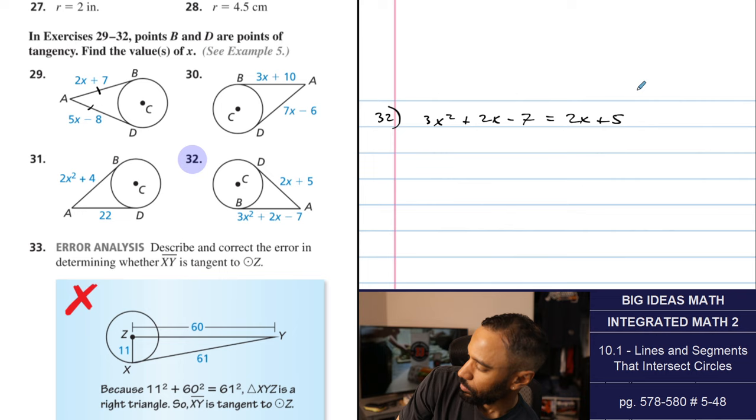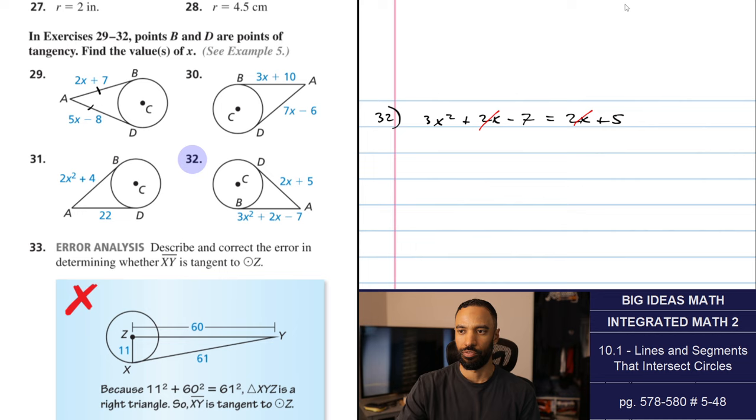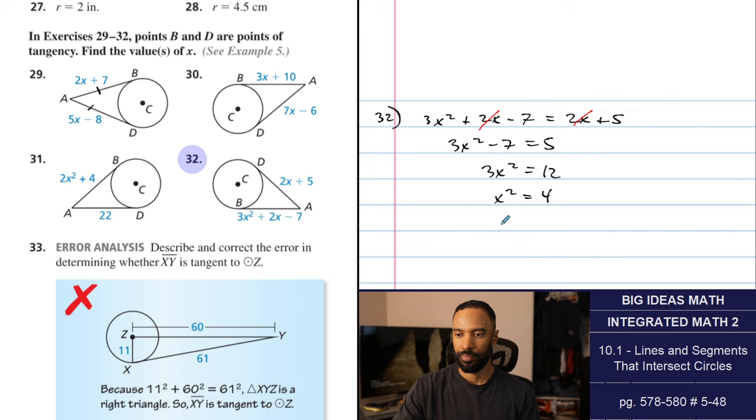All right, the two x's are going to cancel, so we're not getting deep into quadratic territory here as far as what we might have to do. So 3x squared minus 7 equals 5. I'll add 7. Divide both sides by 3 and take the square root of both sides. Now we get plus or minus 2.